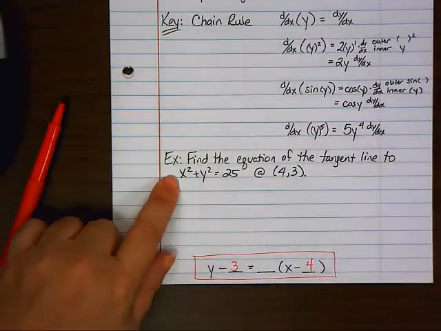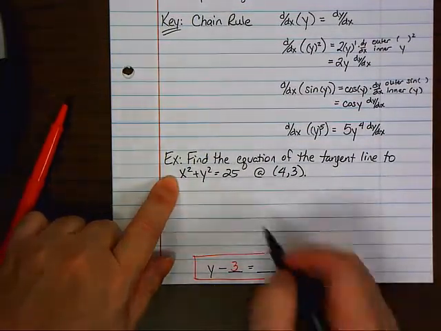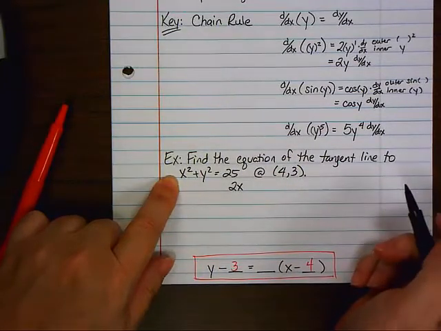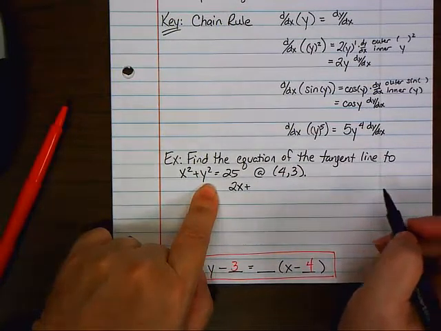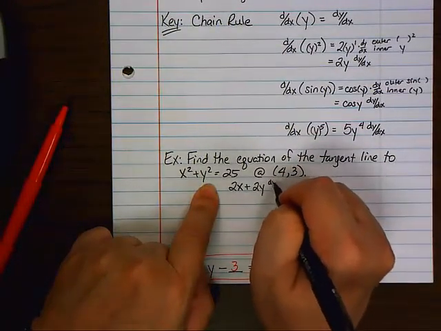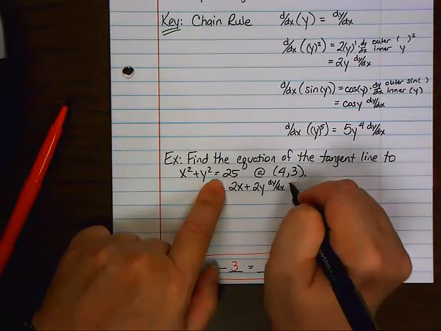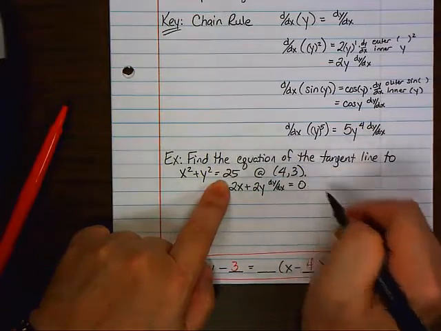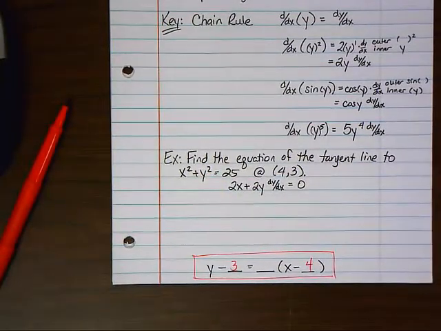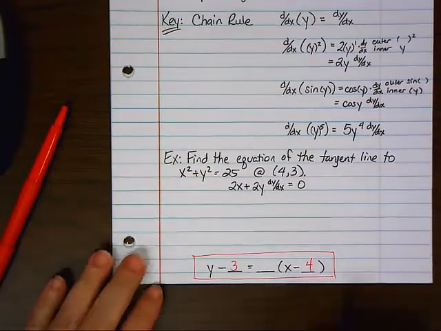Okay? So start with x squared. What is the derivative of x squared? 2x. Write it down. Plus, what's the derivative of y squared? 2y dy dx. Then equals, what's the derivative of 25? Zero. You have just taken a derivative using implicit differentiation. Now, we still haven't finished the problem yet, though, but that is the technique of implicit differentiation.